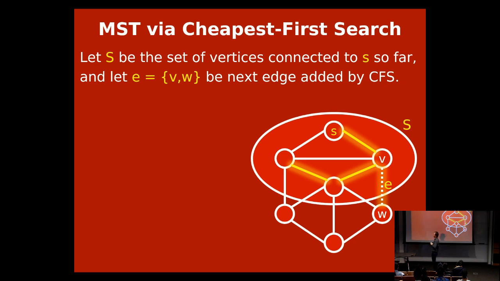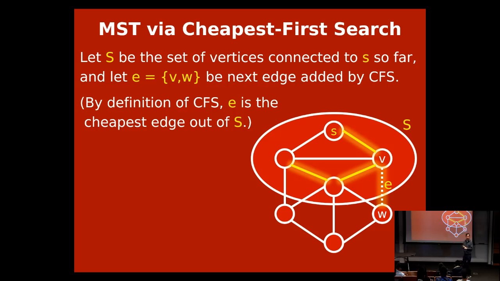So let's say E, we'll just give a name to it, is the edge added next. Let's say E connects V and W. So E is going to have one endpoint inside capital S and one endpoint outside capital S, right? As cheapest first search is going around, it might pull some other edges that are cheaper, but they'll be internal to S. Like maybe it might pull this edge next because it's very cheap, but then it would say, oh, we've already visited V, so we can throw it out. So you keep going until it finds the cheapest edge that takes it to a vertex it hasn't seen yet. So by definition, E is the cheapest edge that comes out of capital S.